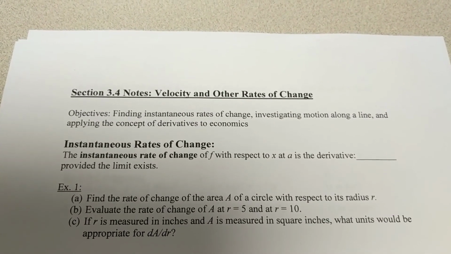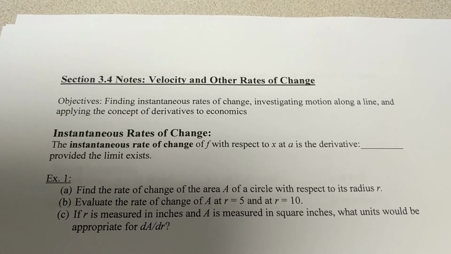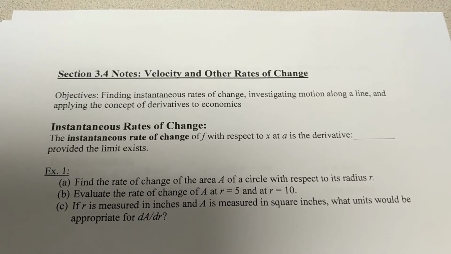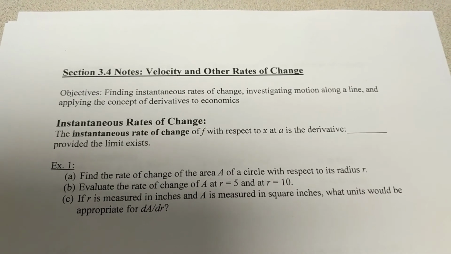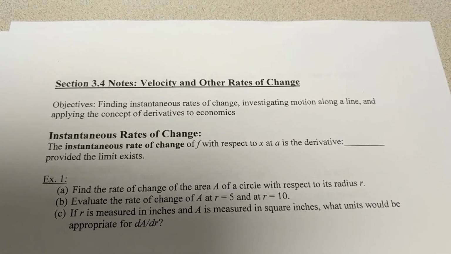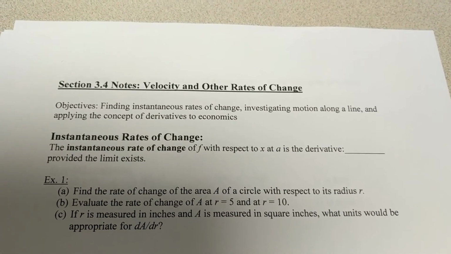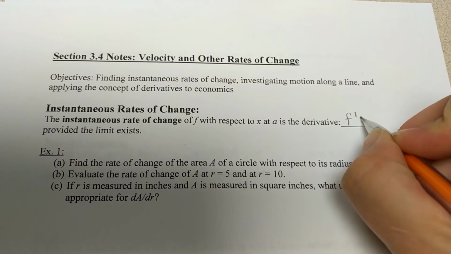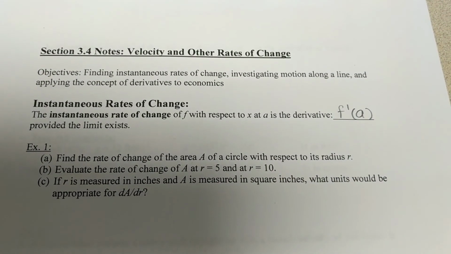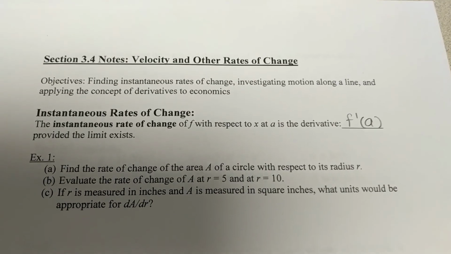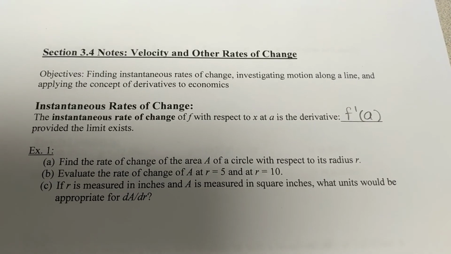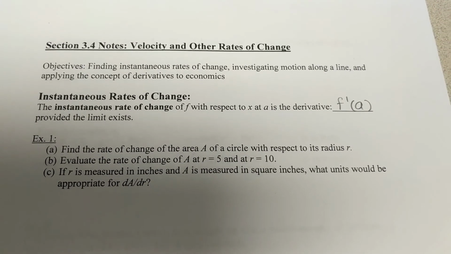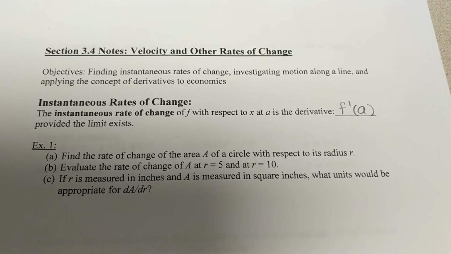Some of you taking econ, you're going to love it. So instantaneous rates of change, we've been talking about this as the derivative for the last few sections. So the instantaneous rate of change of f with respect to x at a is the derivative, and we've written it this way, f prime of a. We're talking about the derivative at a, provided that the limit exists. Remember, the derivative does not exist everywhere.